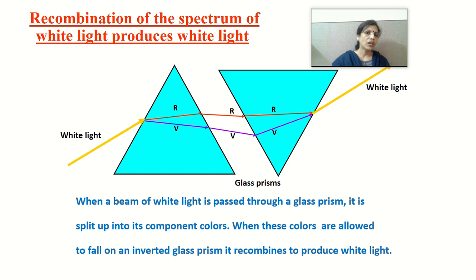So this is all about the prism, children. We have learned what a prism is, how refraction of light takes place through a prism. We have also learned about the phenomenon of dispersion of light. Then we understood the meaning of spectrum, and then the last activity we took was about the recombination of the colors and giving back the white color.